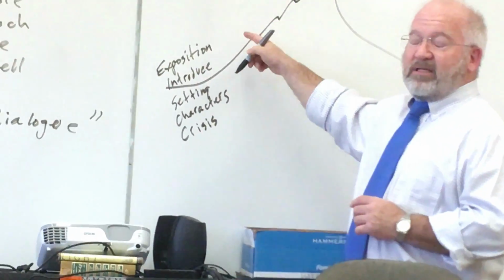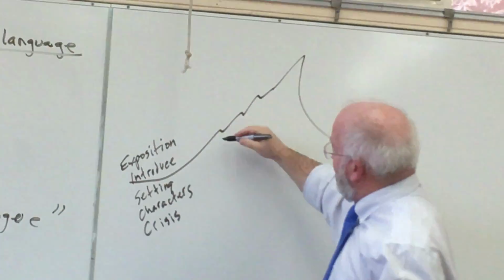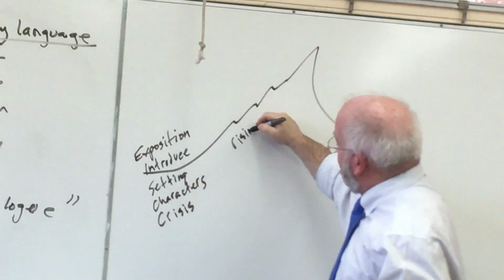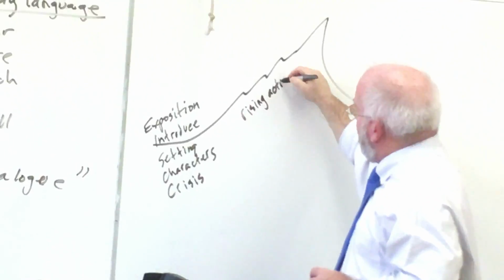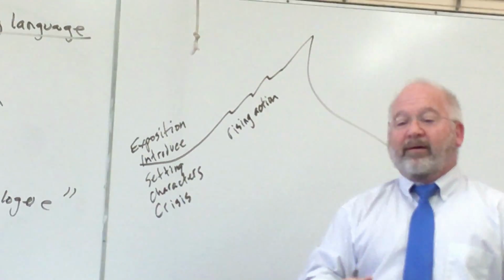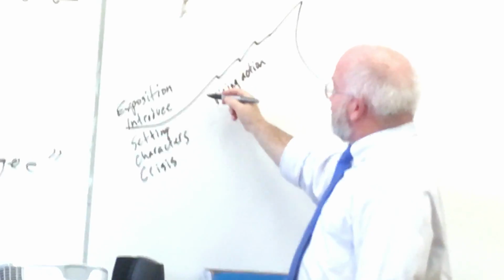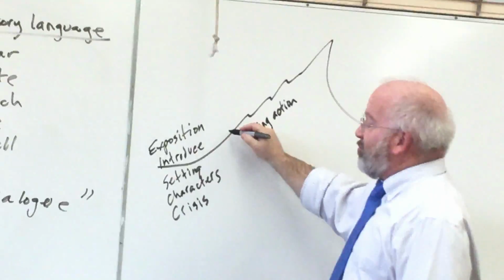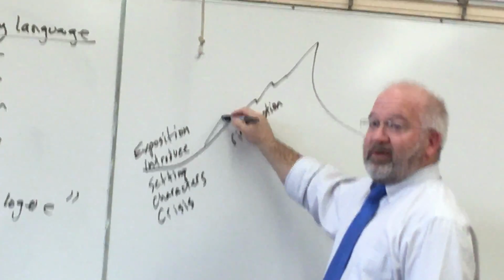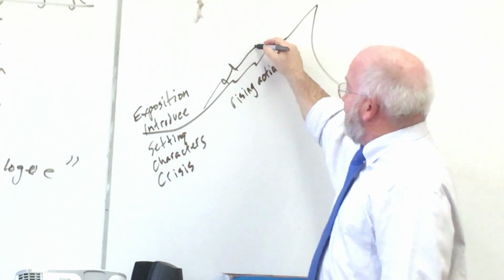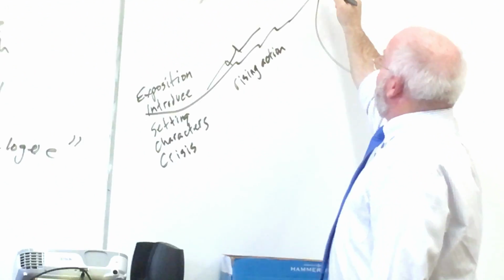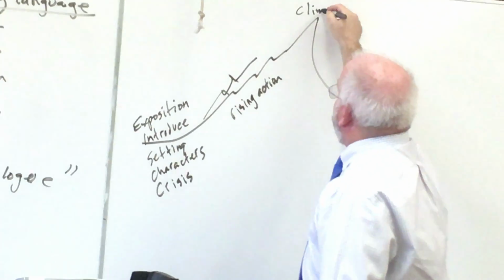And the story continues. This is called rising action. And essentially, it's one thing leads to another, which leads to another, which leads to another. So the character grows and develops and has a problem, and solves that and has another problem. Continues up until you have the climax.